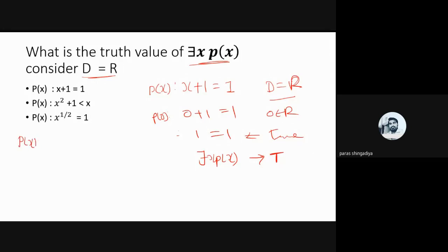P(x) is x square plus 1 less than x. P(x) is x square plus 1 less than x. So can you find such values from the domain where one side is x square plus 1 and the second side is only x, and the inequality between them is less than, will be true.